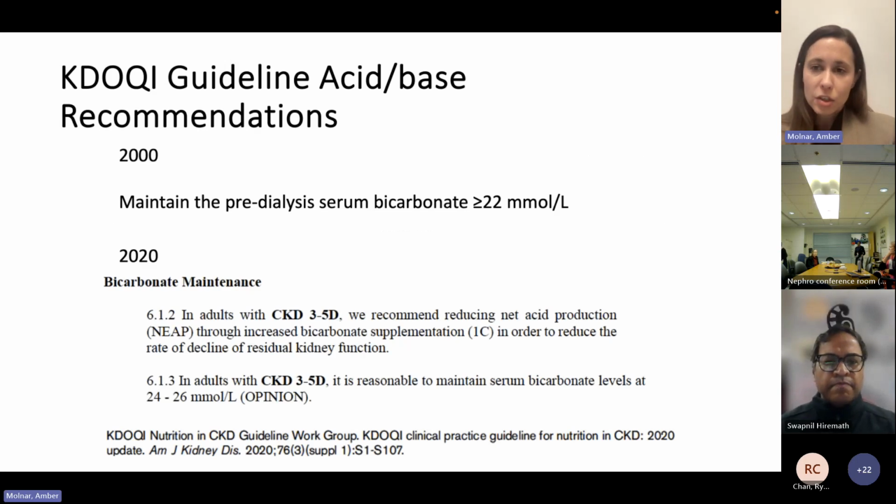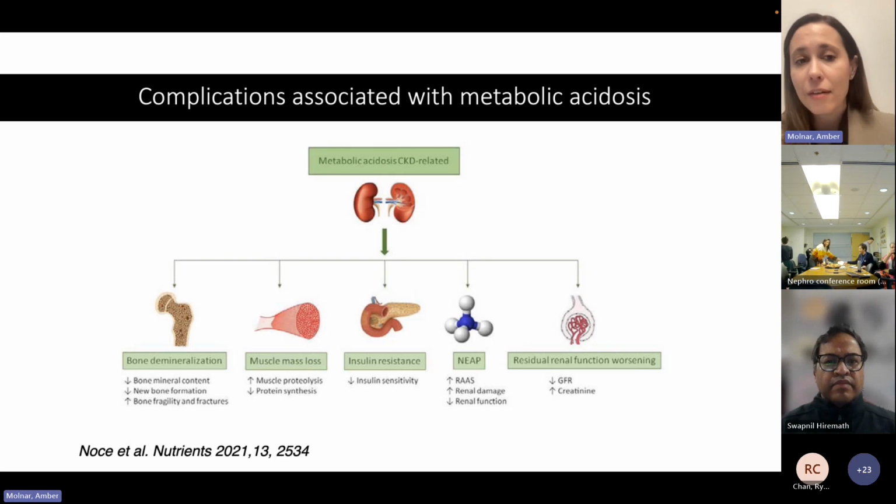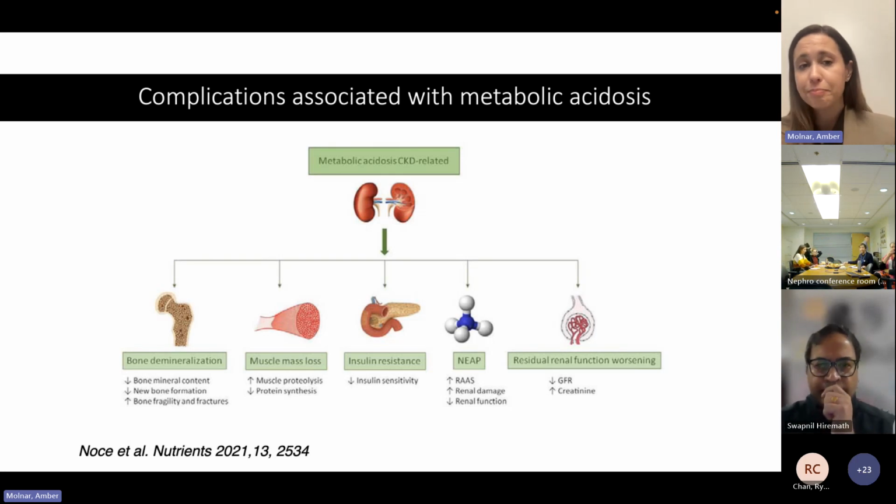So these are the recommendations that we have in terms of treating metabolic acidosis in patients with kidney failure on dialysis. And the recommendation is really to maintain a normal pre-dialysis serum bicarbonate concentration, which is defined by at least 22 millimoles per liter. But you'll see that this is opinion-based, and really it's based on fairly weak evidence. So what evidence do we have that has informed this guideline?